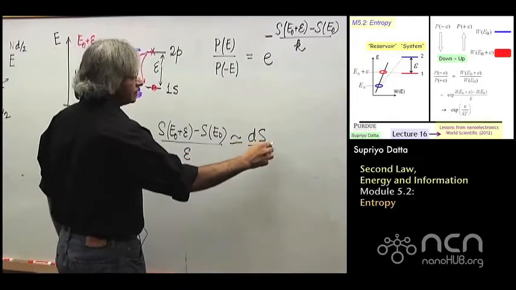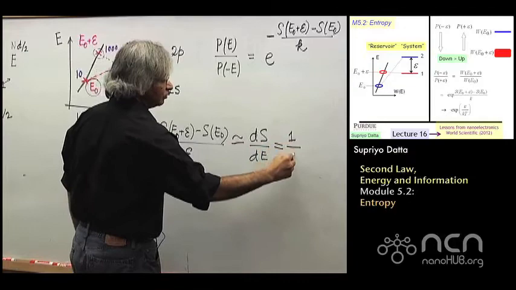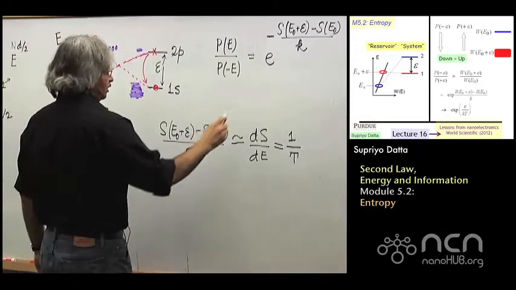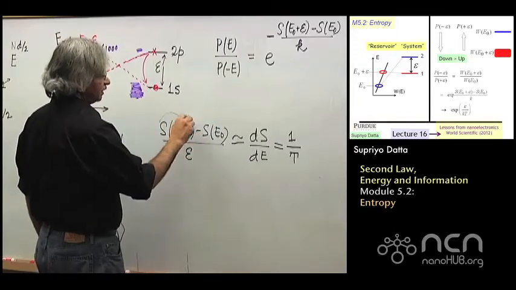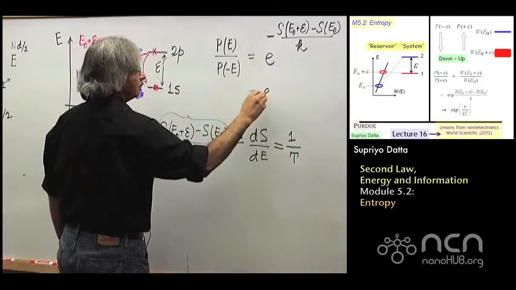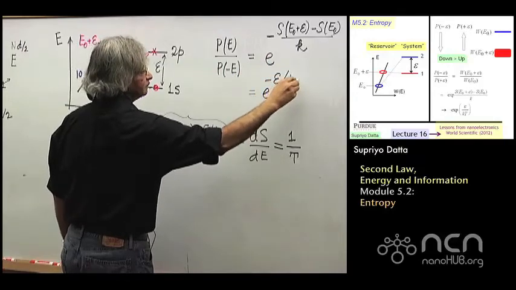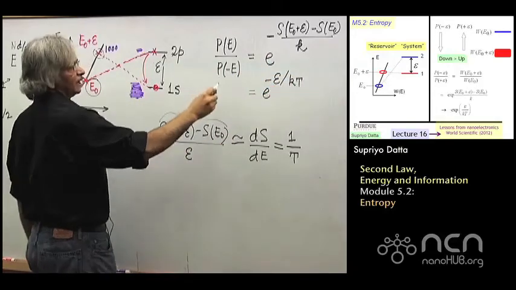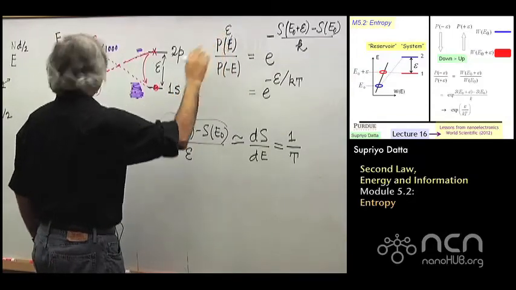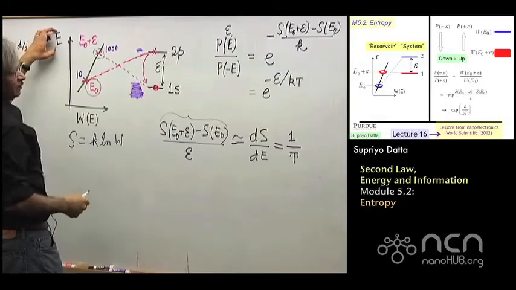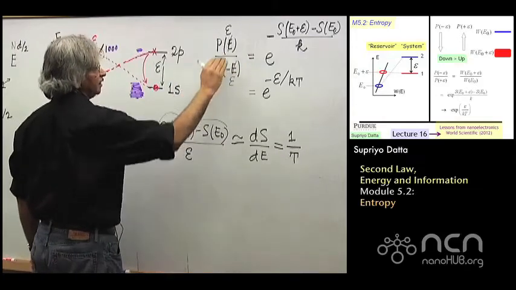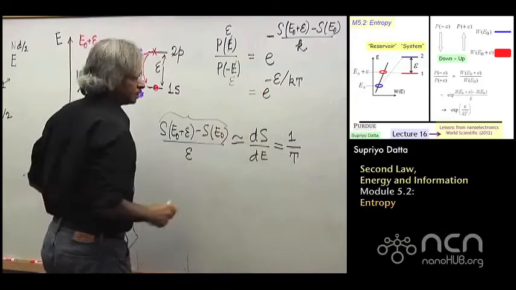And this is the quantity that is defined as the temperature, 1 over T. So delta S is like epsilon over T. And then you get e to the power minus epsilon over kT. I didn't use E, I used epsilon in order to separate it from the axis that I had labeled E. So this is really P of epsilon. And what we just showed is the relation I had stated earlier, namely absorption to emission is e to the power minus epsilon over kT.